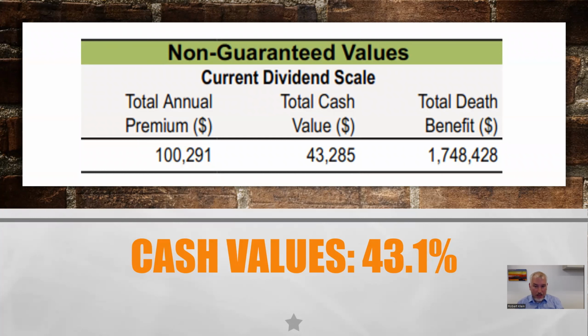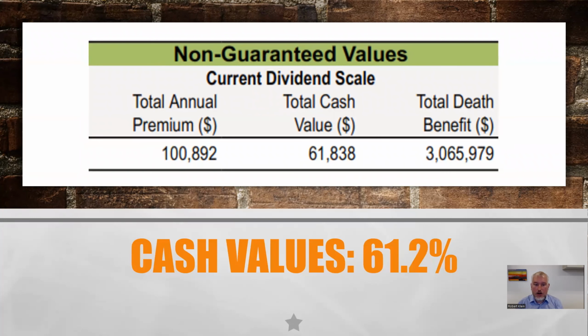Now, by structuring it a little bit differently, well, the premium goes to $100,892. And then the cash value goes to $61,800, and then the death benefit goes to $3 million. Well, the cash value component is 61.2%. This is still not optimized.